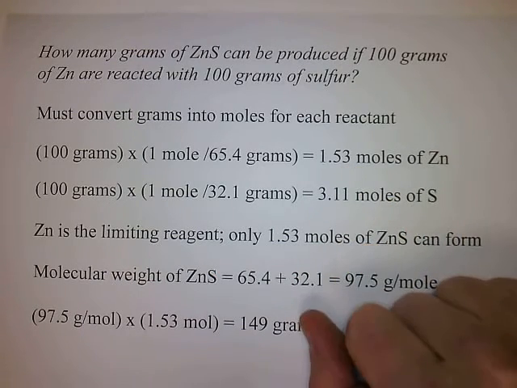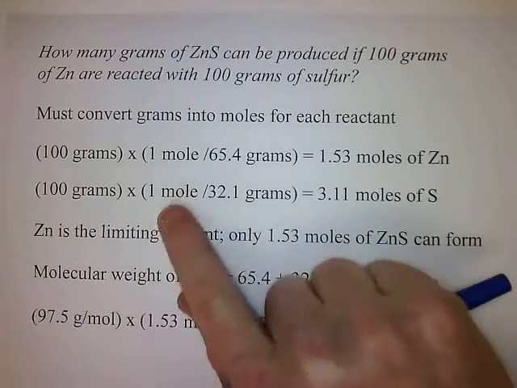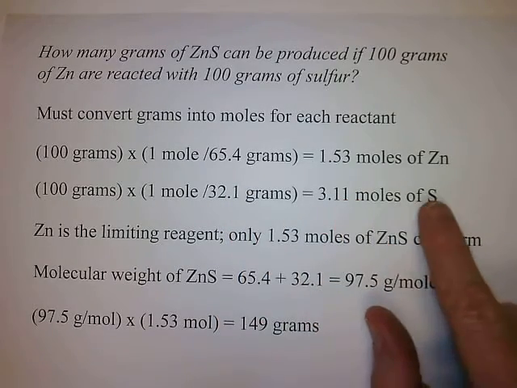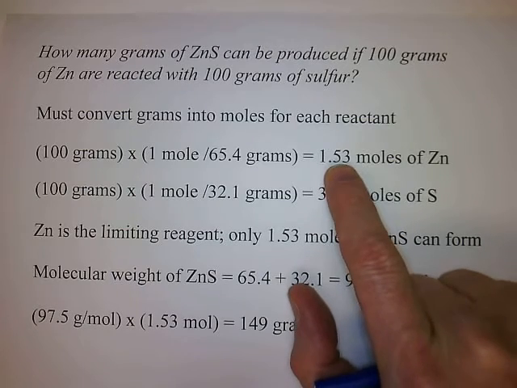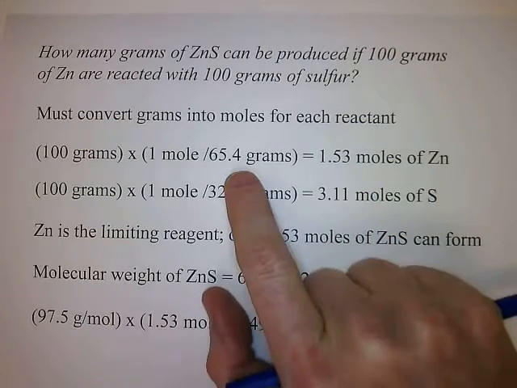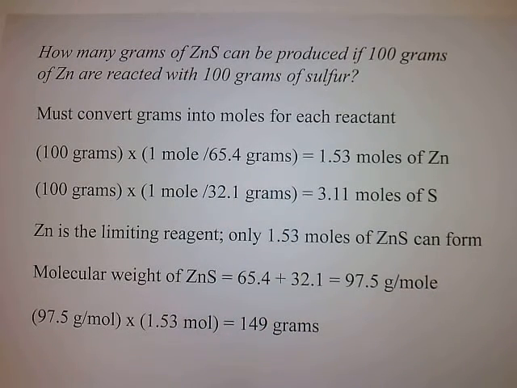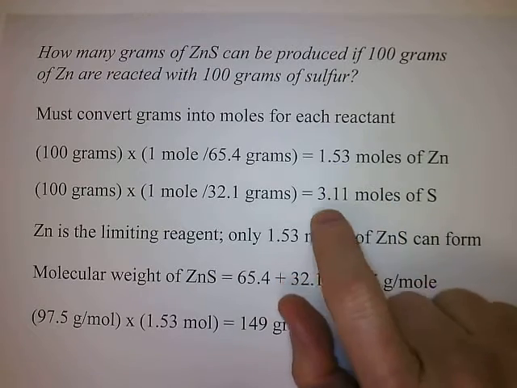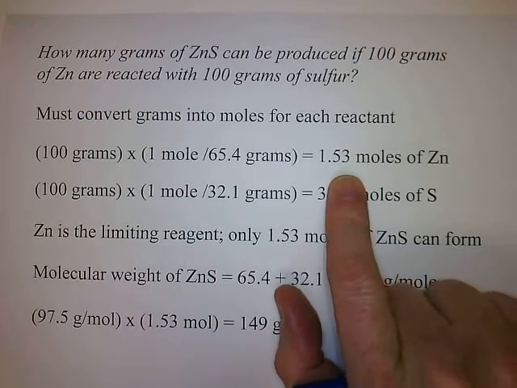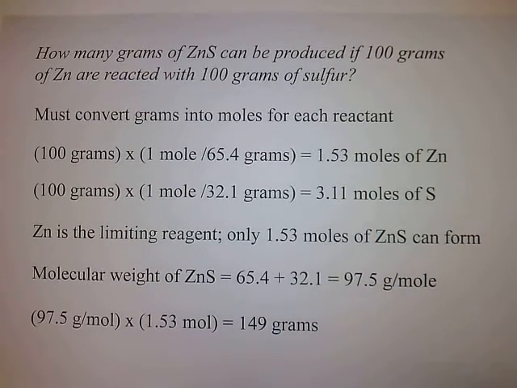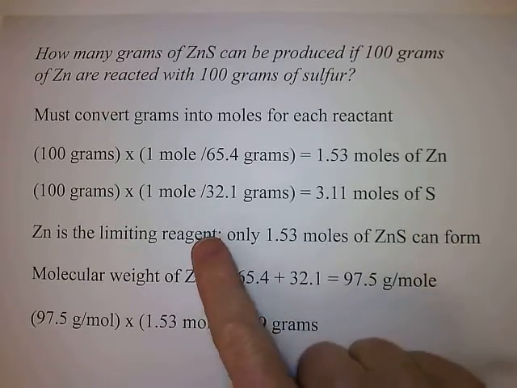So we take 100 grams divided by 65.4 grams per mole, which tells us that we have 1.53 moles of zinc. Okay, how many moles of sulfur do we have? 100 grams of sulfur divided by the molar mass of sulfur is 3.11 moles of sulfur, right? So we really only have about half as much zinc as we do sulfur because the zinc is heavier. The zinc is a little more than twice the weight. So we have 3.11 moles of sulfur, but only 1.53 moles of zinc. And so we therefore call zinc the limiting reactant.